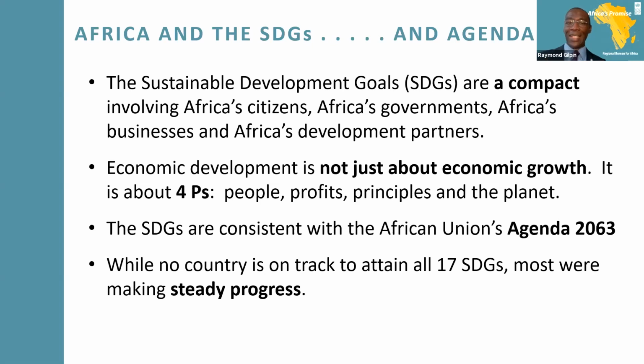And underlying the SDGs is the reality that economic development is not just about income growth and GDP. It's about what I call the 4 Ps: the people, the profits, the planet, and principles like equality, inclusion, integrity. Just suffice to also mention that the SDGs are consistent with the African Union's Agenda 2063. Early this year, in January, before COVID, the Brookings Institution did a review of Africa's progress with the 17 SDGs and found out that even though no country is on track to attain all 17, most countries are making steady progress.